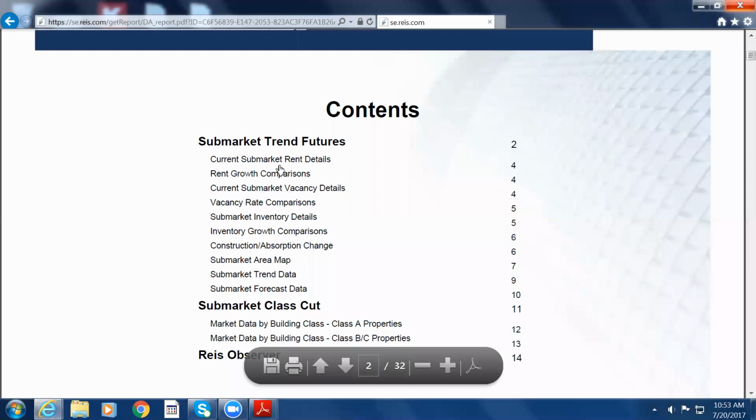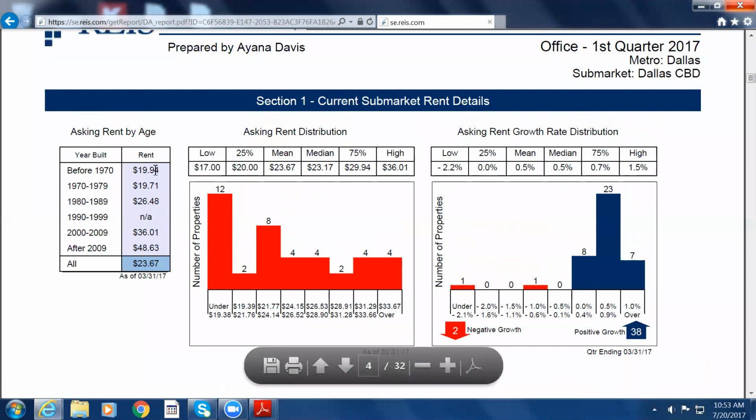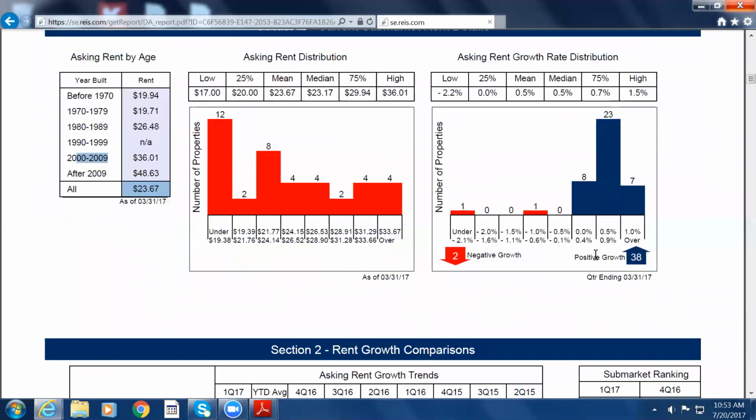So just looking at the submarket, for example, now again, we're drilling into asking rent by age. It seems like a lot of that inventory is a little bit more expensive once you get to newer buildings. You didn't see as much inventory built in the submarket in the 90s, but then it does grow, with mostly positive rent growth.